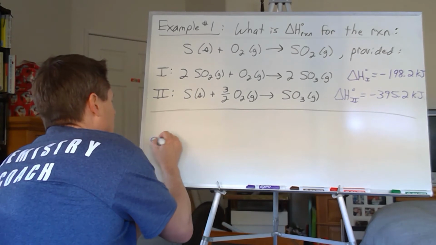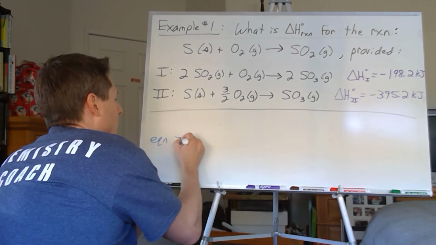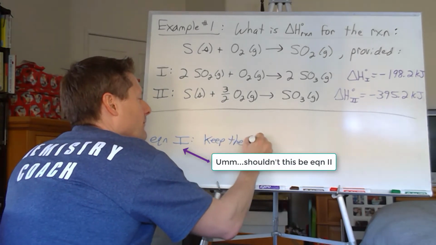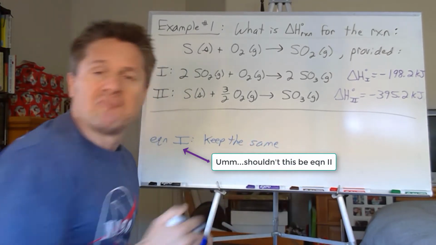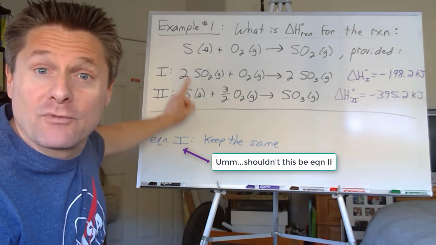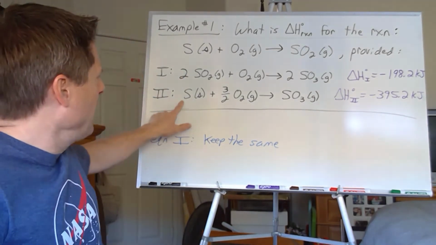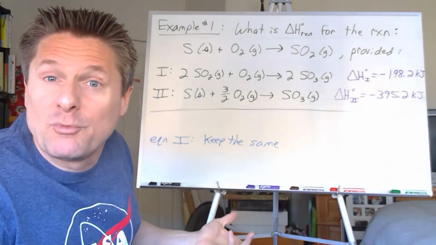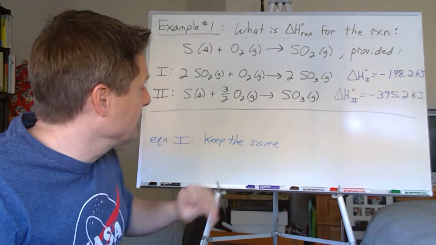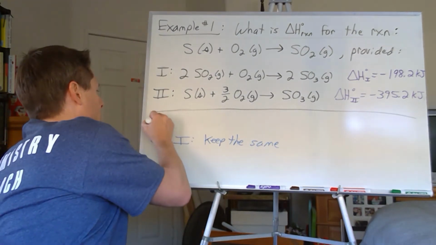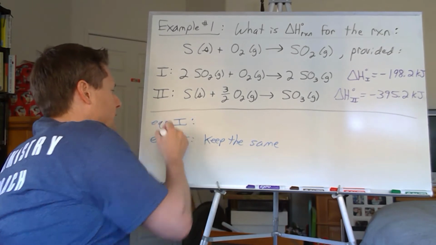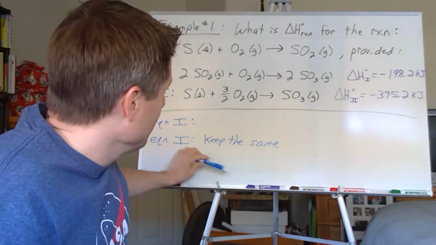So equation 2 we're going to keep the same. I don't need to manipulate it. I already have the correct species on the correct side with the correct stoichiometric coefficient. But if there had been a 2 there, I would have had to multiply it by half. If it was on this side, I'd have to reverse it and change the sign. So we're cool. Let's take a look at equation 1. This is the funnest part for me, figuring this out.